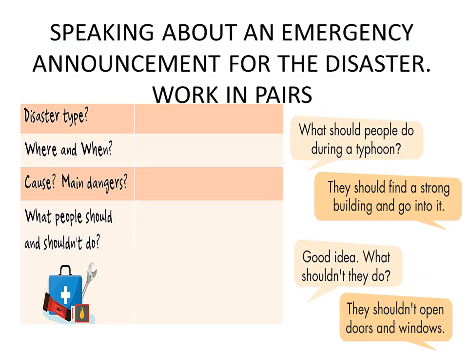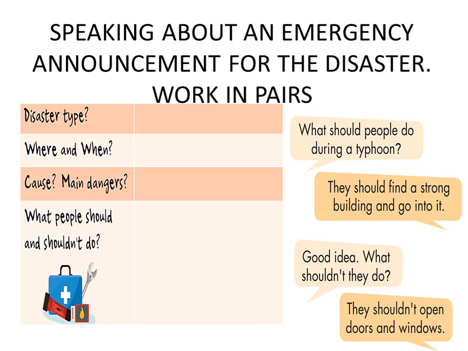Now, speaking. You can speak about an emergency announcement for the disaster you wrote. First of all, you can work in pairs. So you can speak about the first, the disaster type. About number 2, where and when. And next, you can talk about the cause and main dangers. And the last one, we can talk about what people should and shouldn't do in this situation.